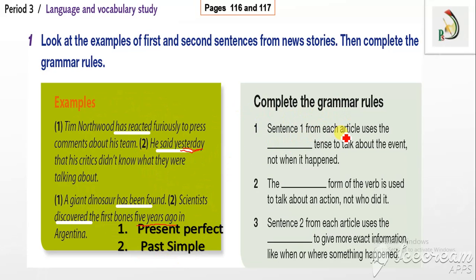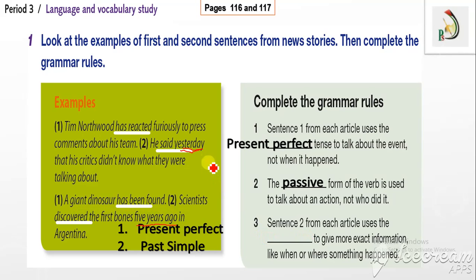Sentence 1 from each article uses the dash tense to talk about the event, not when it happened. Sentence 1. Present perfect. Number 2. The dash form of the verb is used to talk about an action, not who did it. See here, we don't know who did it. A giant dinosaur has been found. Passive. The passive form of the verb is used to talk about an action when we don't know who did it.